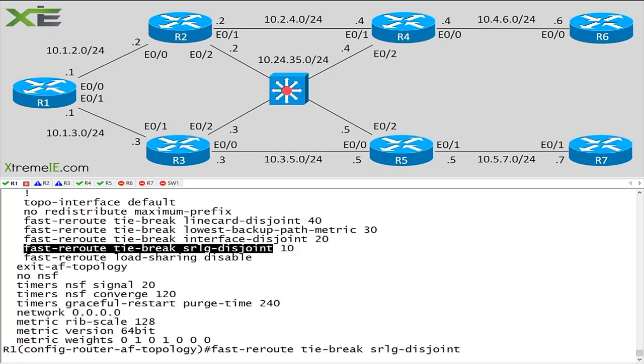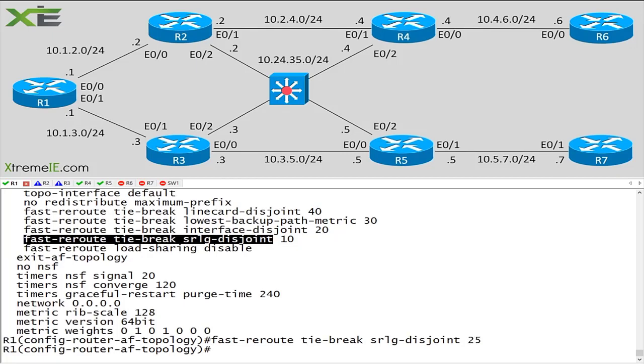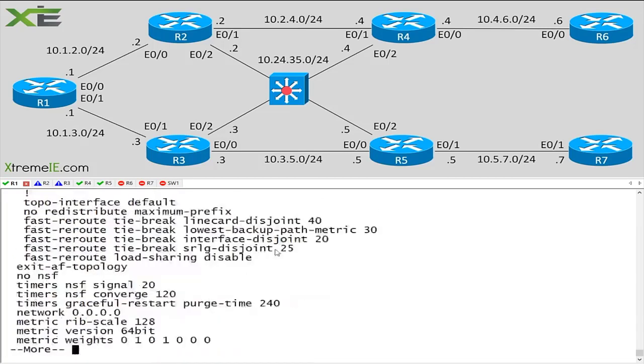And then you may want this set to, for example, 25. So do show run all section router EIGRP. This one would then be chosen after interface. You could rearrange these in any way that you want, any way that's essentially more important to you. So do show run section router EIGRP.